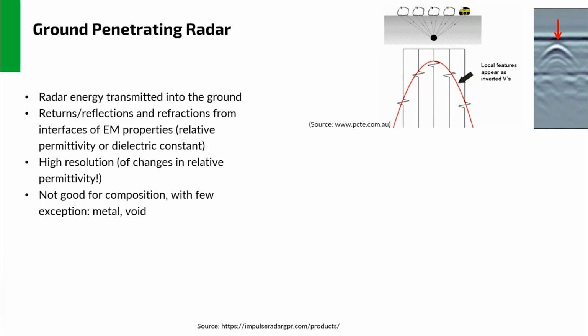An A scan is just one time series that the radar is listening to for a certain period of time. And when I talk about a period of time, literally we are talking about nanoseconds. It's a really fast wave, because typically it's only a third of the light speed in vacuum at which these waves are going through the ground. It has a really high resolution, but it's not good for determining composition, with a few exceptions, for example metal and voids. Those are typically visible in GPR data and can be identified as such.